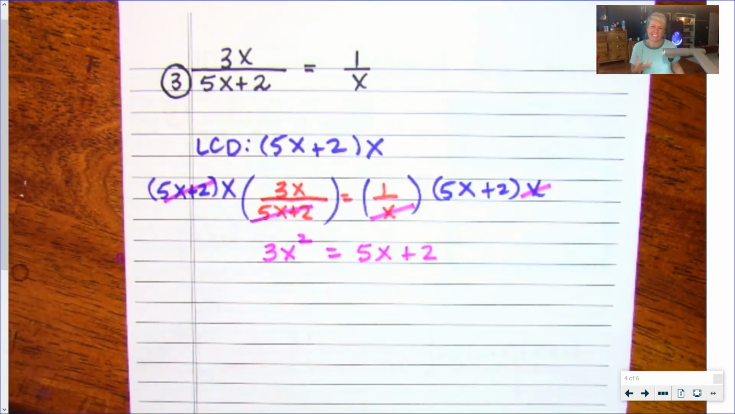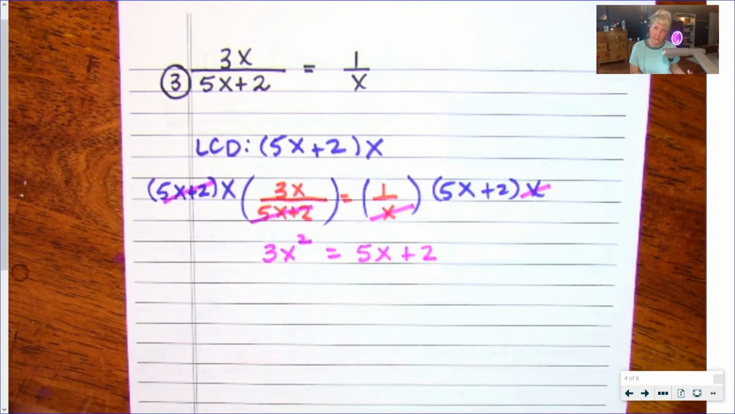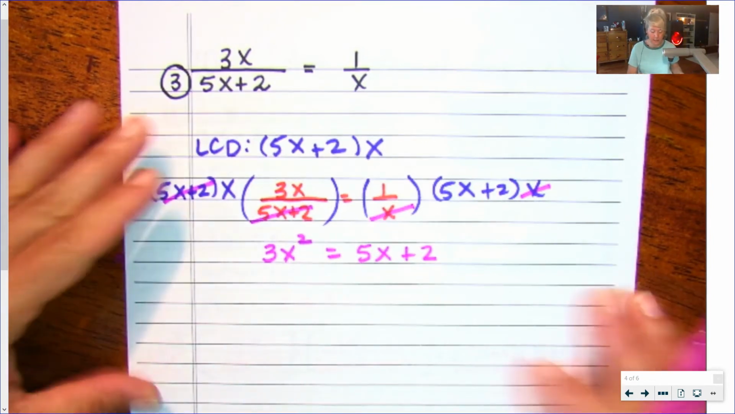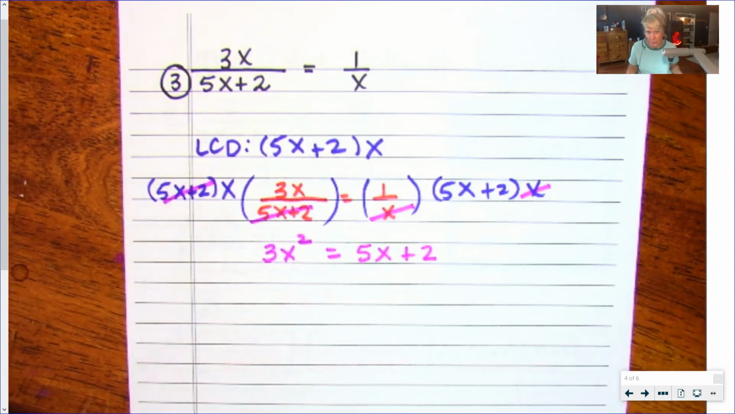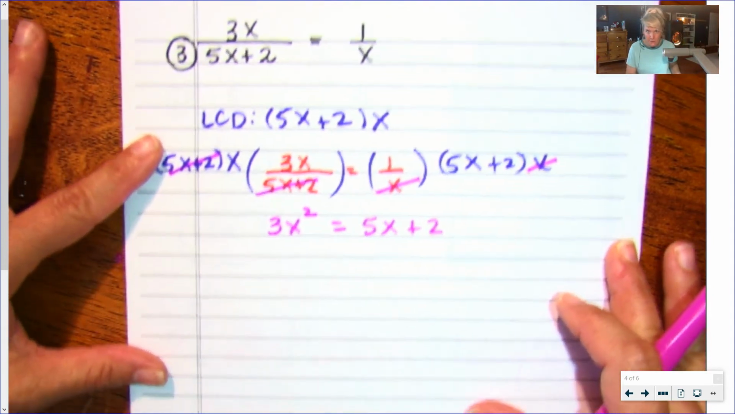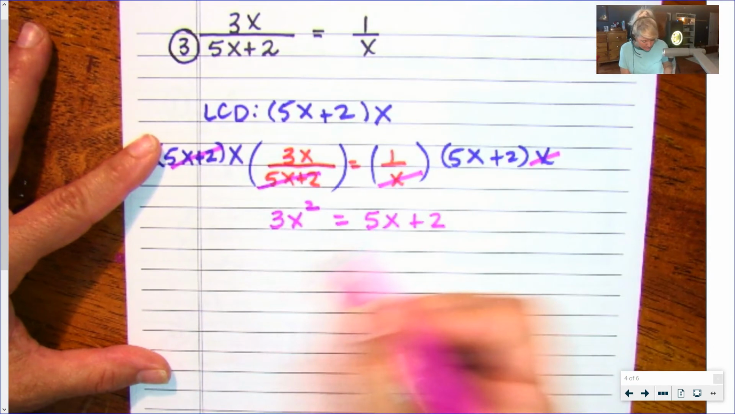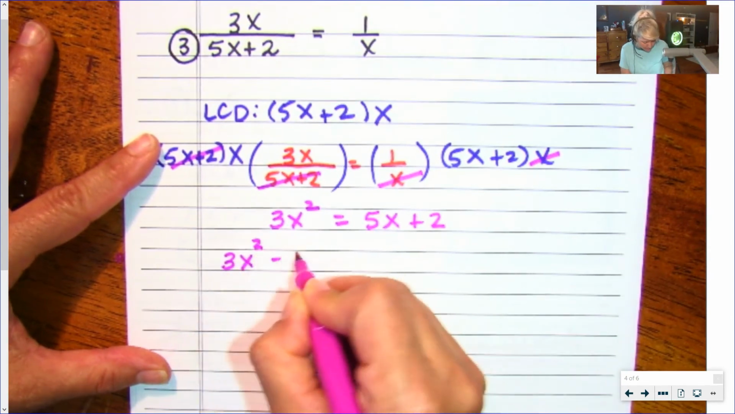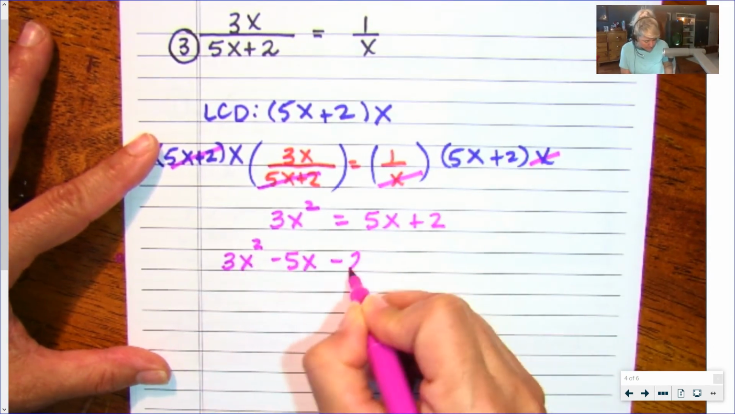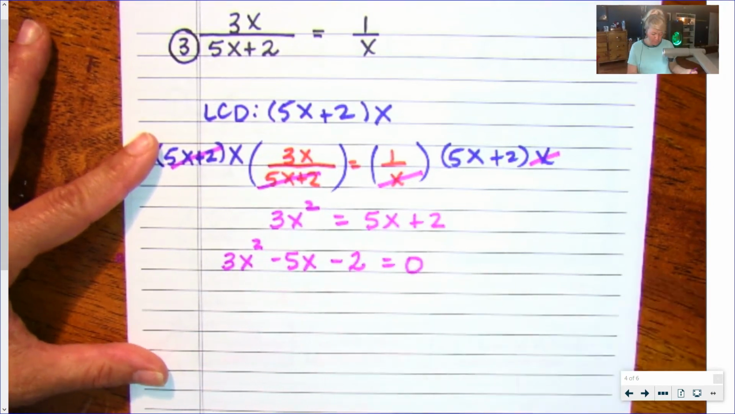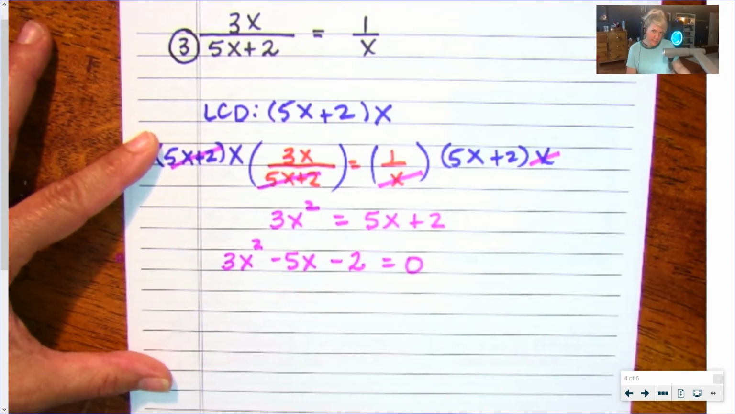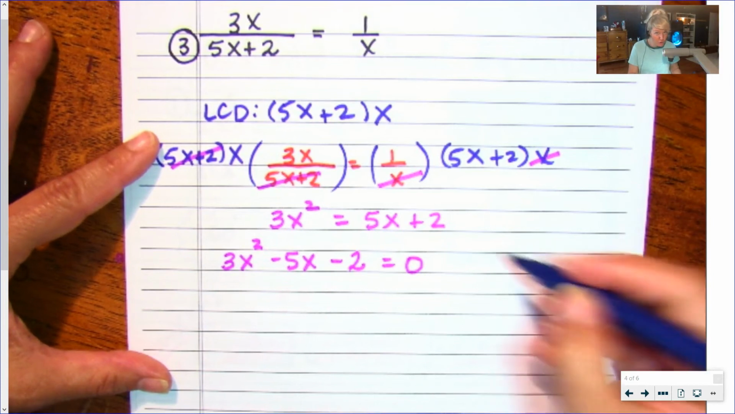So this is not like a junior high level equation. This is actually an algebra 1 level equation. Remember, when you have x squared, everything gets pushed over to one side of the equal sign. In other words, we're setting it equal to 0. So let me scoot up just a tad. So we're going to have 3x squared minus 5x minus 2 equals 0. So let's see if this quadratic is factorable.